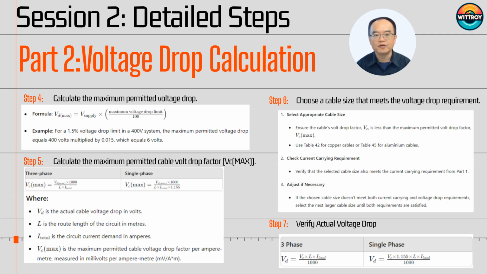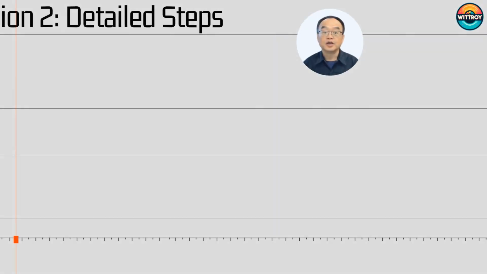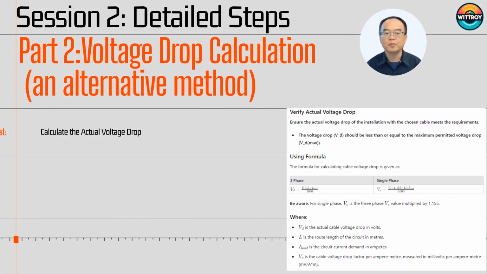Step 7. Verify actual voltage drop. Ensure the actual voltage drop of the installation with the chosen cable meets the requirements. The actual voltage drop, VD, should be less than or equal to the maximum permitted voltage drop, VD max. There is an alternative method to perform Part 2, voltage drop calculation. It's important to master both methods.